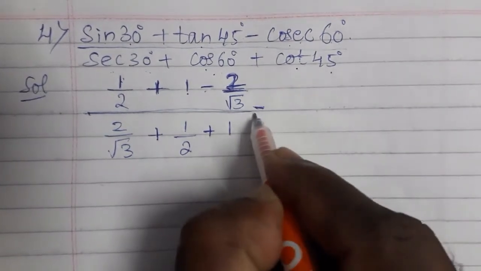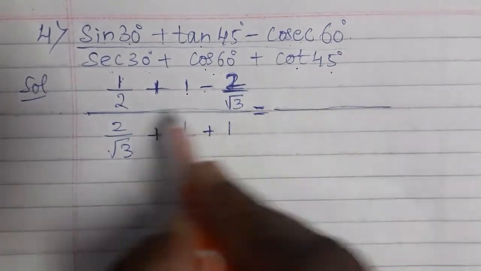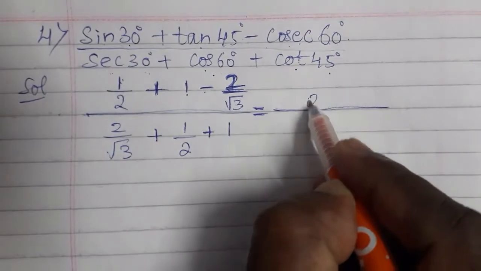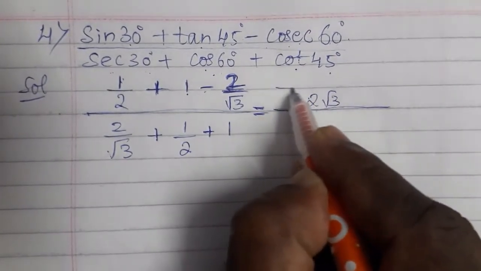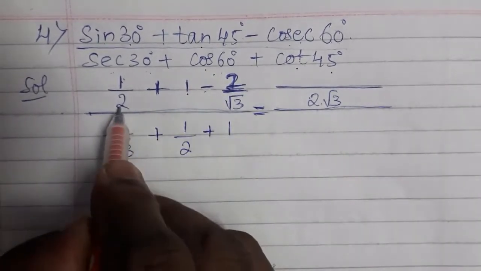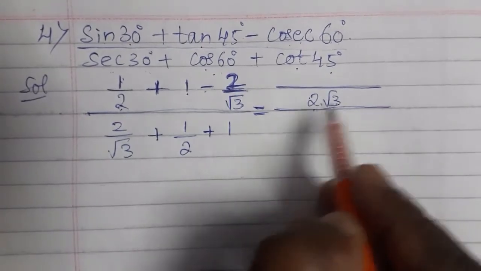Now simplify using all the knowledge of arithmetic. Now in the denominator you have to take the LCM. 2 into root 3. 2 root 3 is the LCM. Now what is in the numerator? Divide the LCM by the denominator. When 2 root 3 is divided by 2, 2 and 2 will cancel. This root 3 will remain.